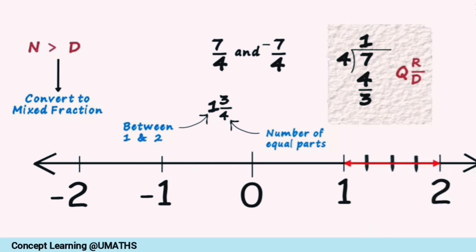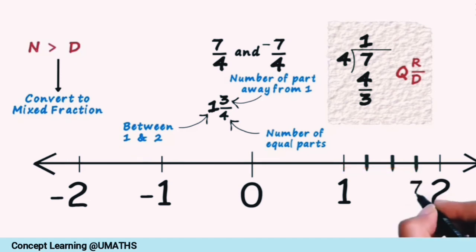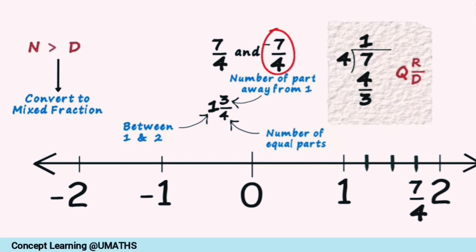The numerator of the proper fraction tells us the number of parts from the first whole number. So it is 3 parts away from 1. So we mark 7 by 4 here. What about minus 7 by 4? Yes, we can write minus 7 by 4 as minus 1 3 by 4.